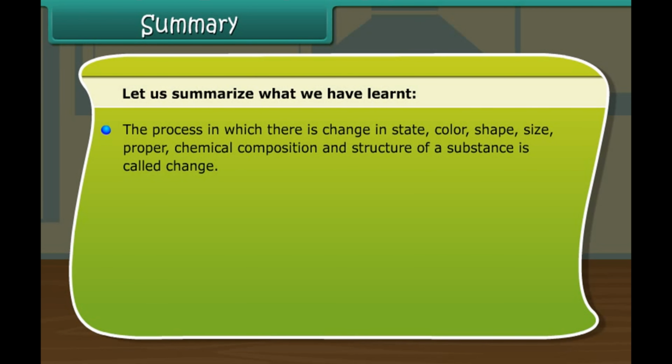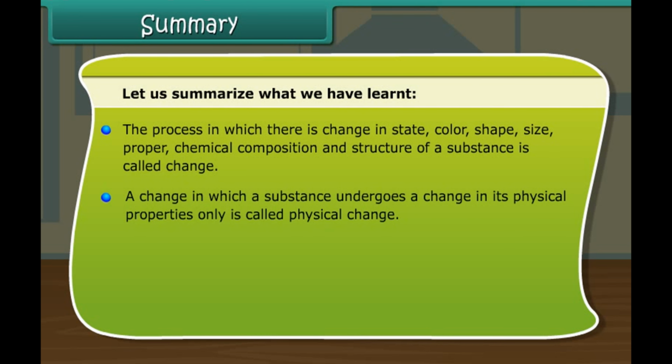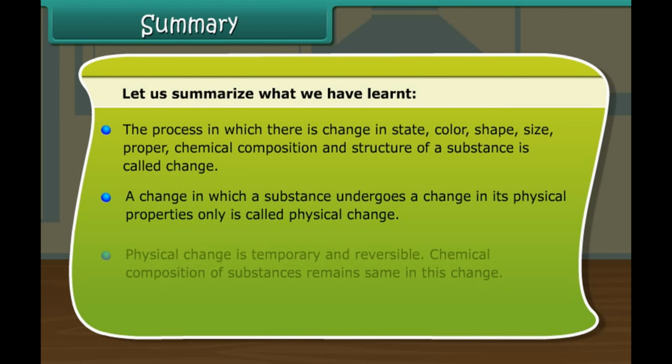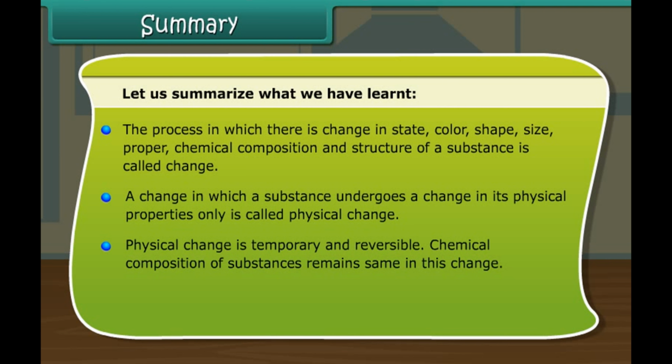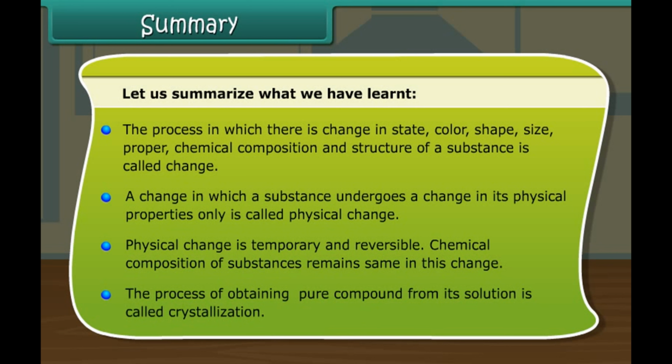The process in which there is a change in state, color, shape, size, chemical composition and structure of a substance is called change. A change in which a substance undergoes a change in its physical properties only is called physical change. Physical change is temporary and reversible. Chemical composition of substances remains the same in this change. The process of obtaining pure compound from its solution is called crystallization.